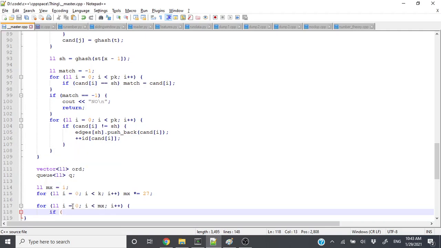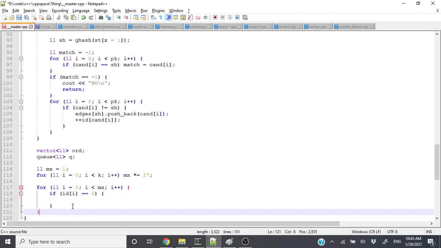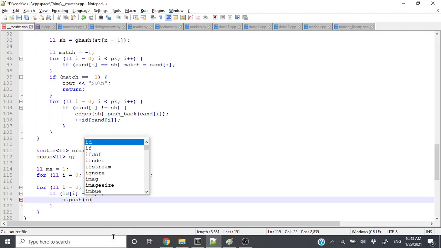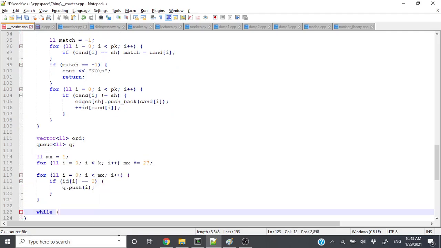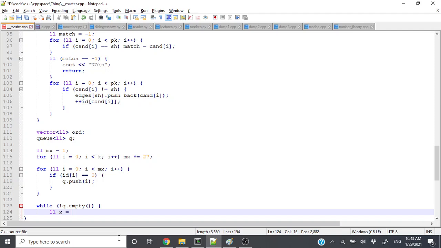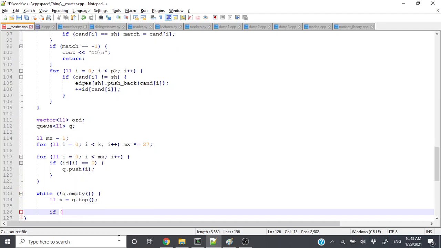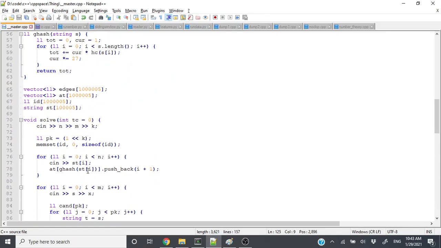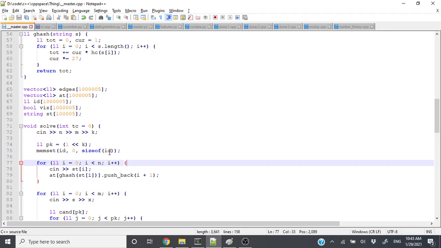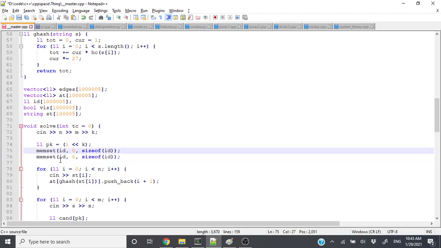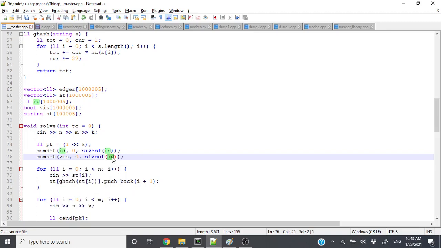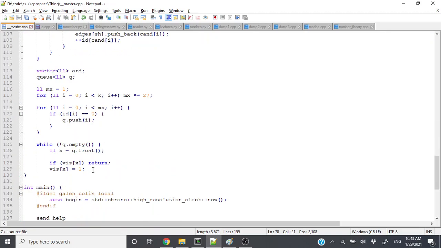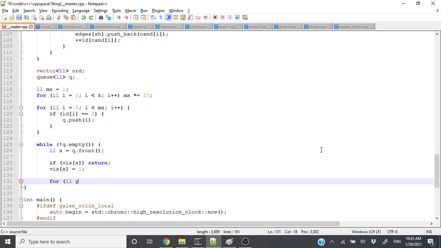So if id I is equal to 0, standard topological sort stuff, then q dot push id I. While not q dot empty. Up front. Visited. Okay, now for each edge X.